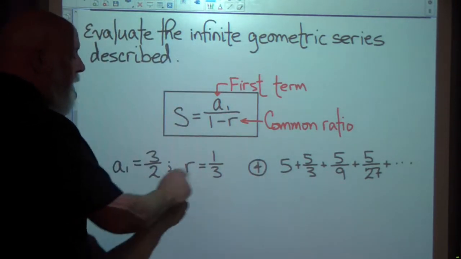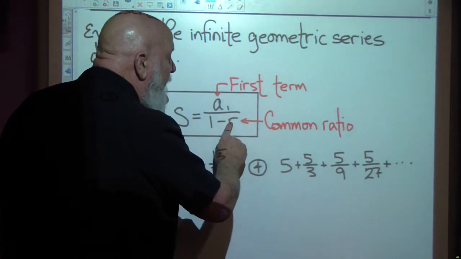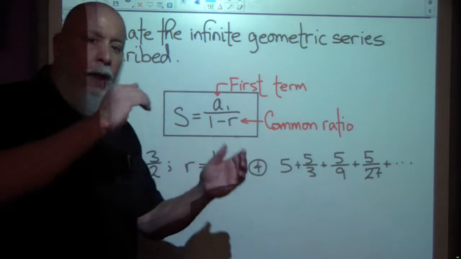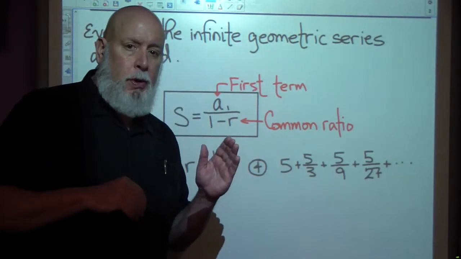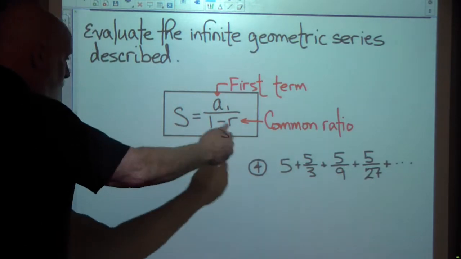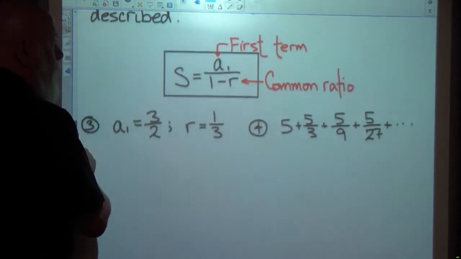Then we find r and we plug that in here. We perform this arithmetic, and this will tell us the number that's being approached. And that's how we define the sum. It's the limit of that sum, so to speak. So here's what we do.